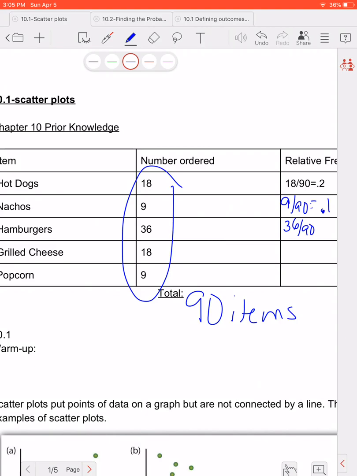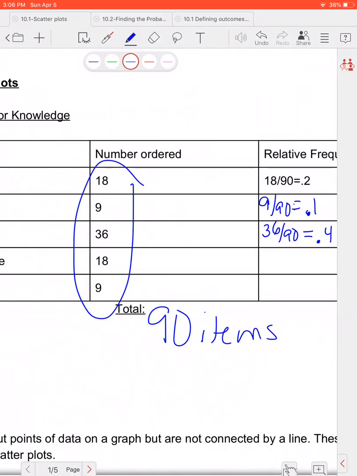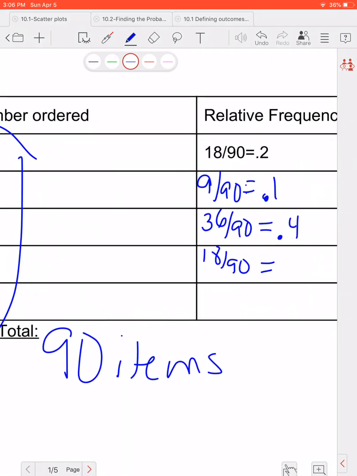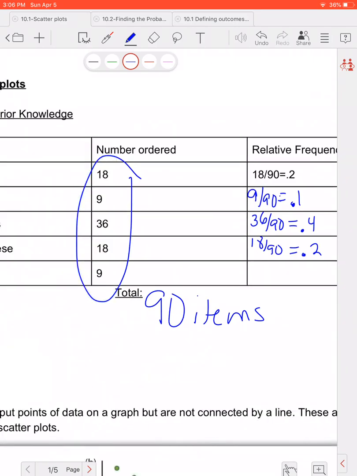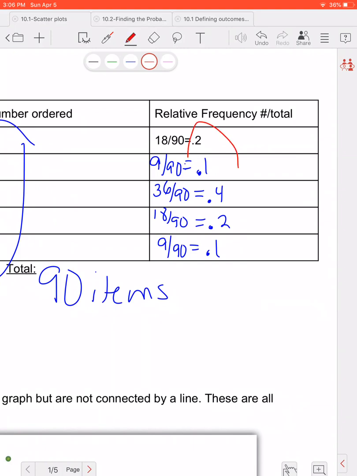And that one I don't know off the top of my head, so I'm going to put it in, which would be 0.4. Okay. And then we're going to do 18 divided by 90, which would also be 0.2, and we already did that one up here actually. Okay, and then we're going to do 9 divided by 90, which again, if I do that in the calculator, is 0.1.